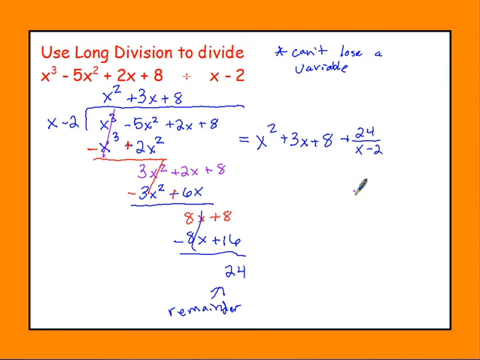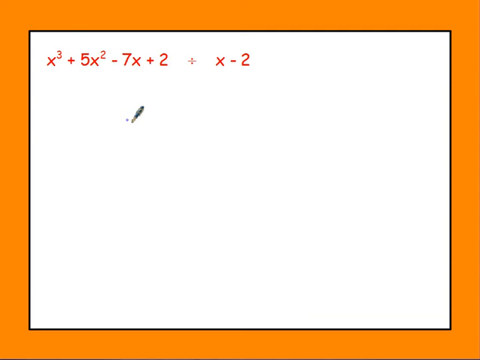Okay? So again, what did I just figure out? I figured out that x cubed minus 5x squared plus 2x plus 8 divided by x minus 2 is all this right here. Alright, let's try another one. So I have this time x cubed plus 5x squared minus 7x plus 2 divided by x minus 2.